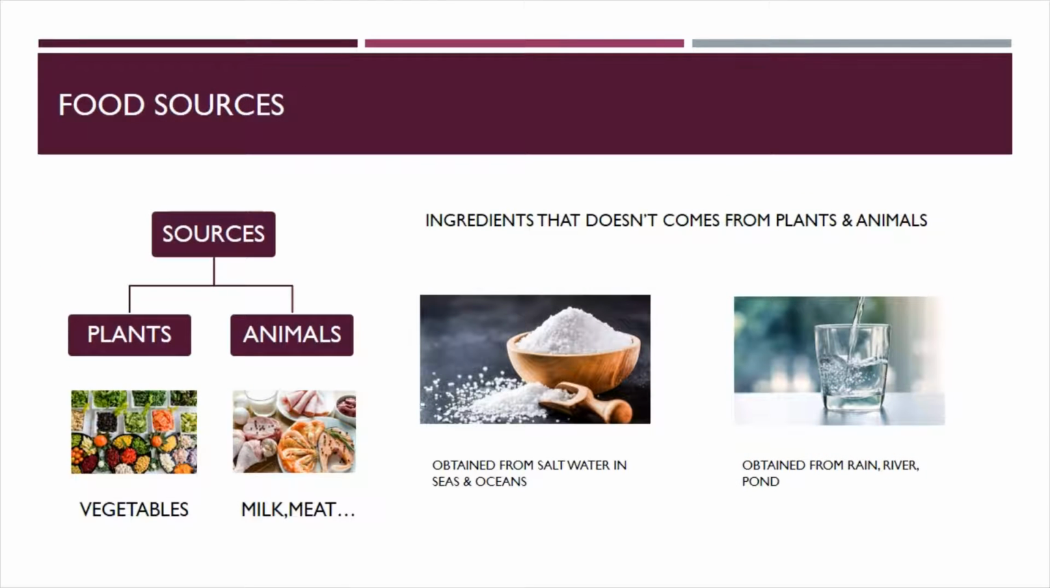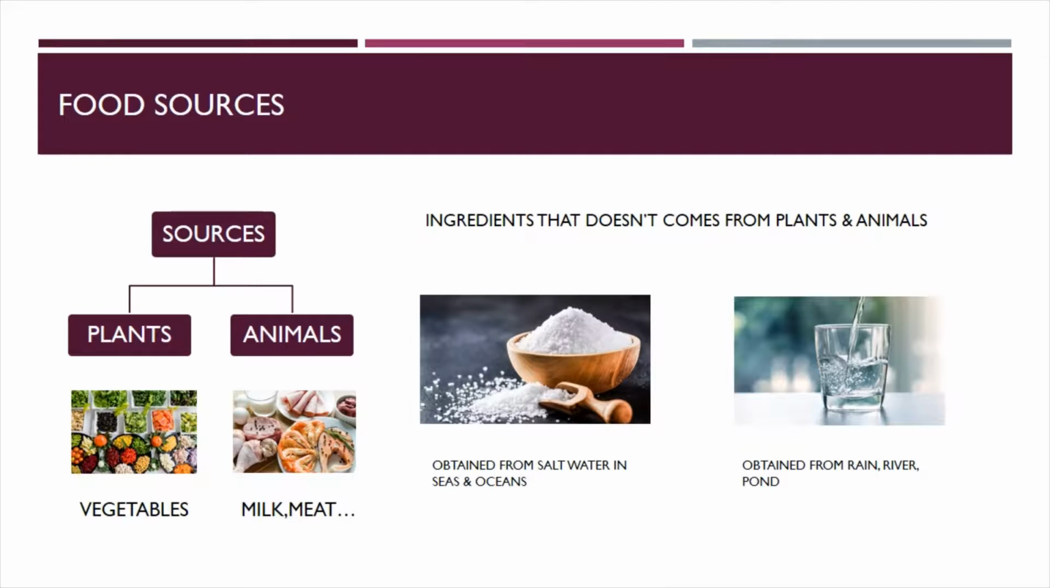Food sources. To prepare food, we need ingredients. But where do these ingredients come from? The answer is source. What are the sources for these ingredients? There are two types of source: plant source and animal source. Plant source gives vegetables and fruits, whereas animal sources like hen, goat and cow give milk, egg, cheese and meat.